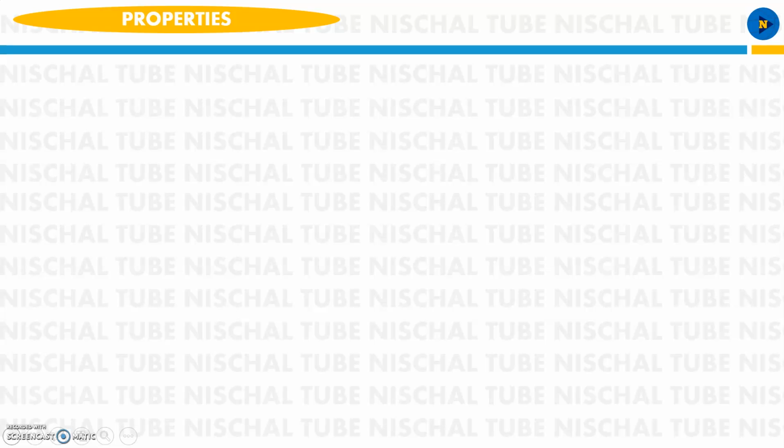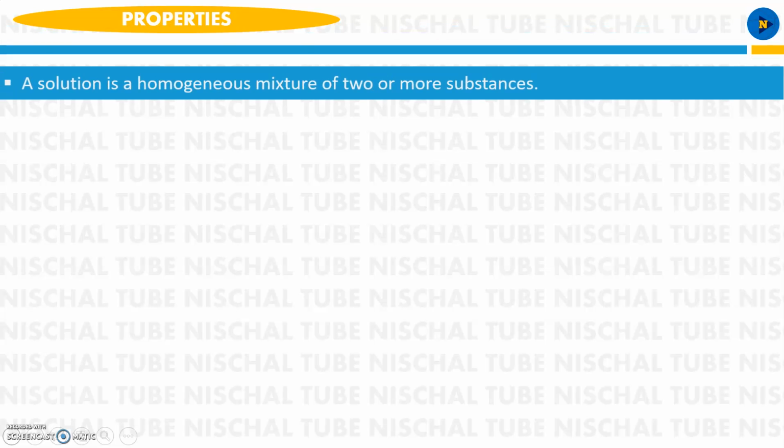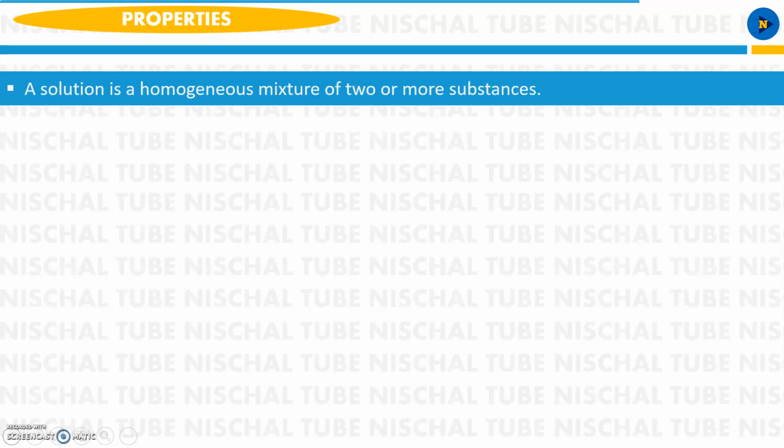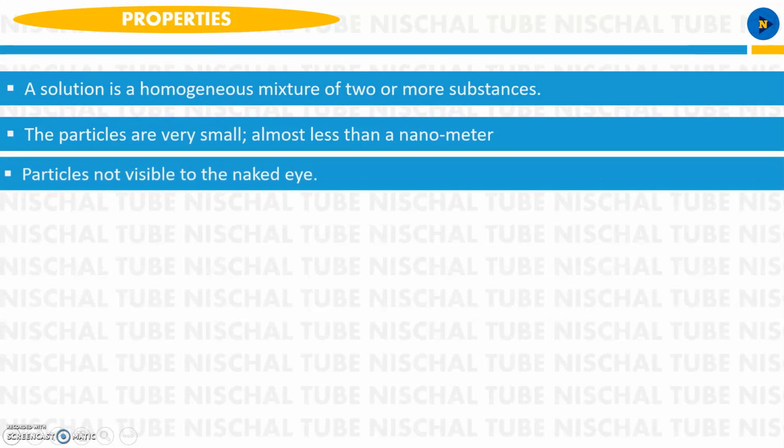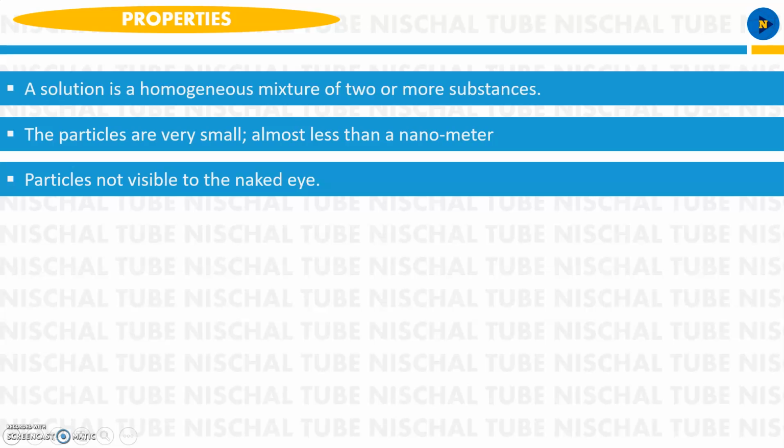So now let's look at a few important properties. The properties are similar to the definition. So it's a homogeneous mixture of two or more substances. The particles are very small, almost less than a nanometer. So the particles of a solution are very, very small, almost less than a nanometer, which is equal to 10 to the power of -9 meters. Very, very small. The particles are obviously not visible to the naked eye, which is why it appears to have a similar appearance throughout.